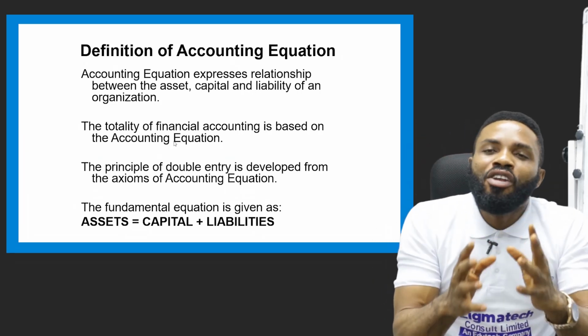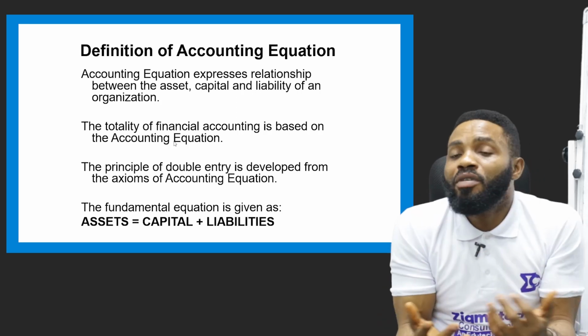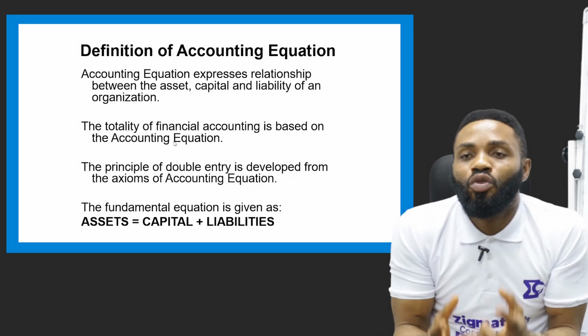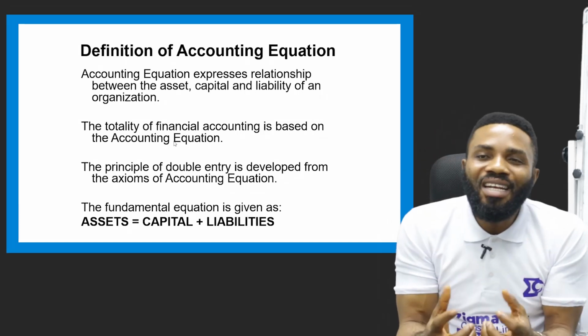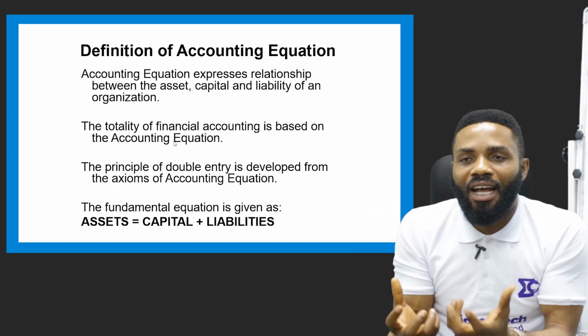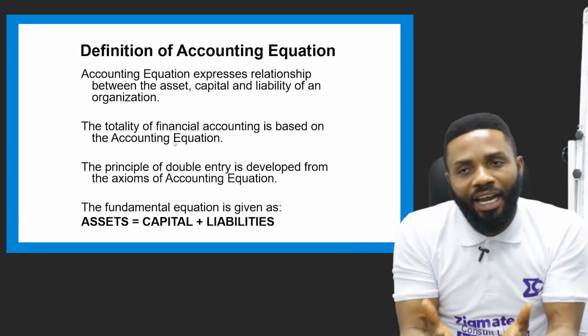And then he may not have everything. He may not have all it takes to build a school. He might need to source funds from the public. So the money that is generated from outsiders constitutes what we call the liabilities.